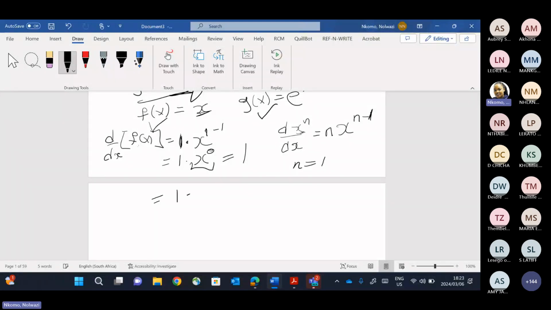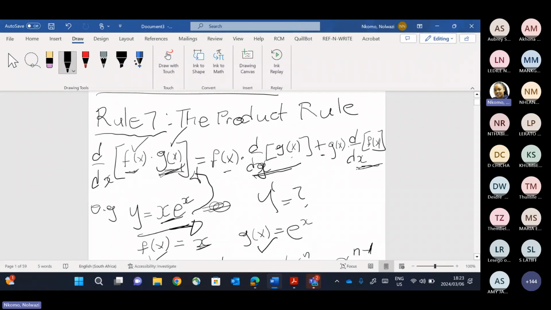So we have this term, and this. Then the next step is to find this term. We'll obtain this term from g at x, because this term is the derivative of g at x. So this is our g of x.